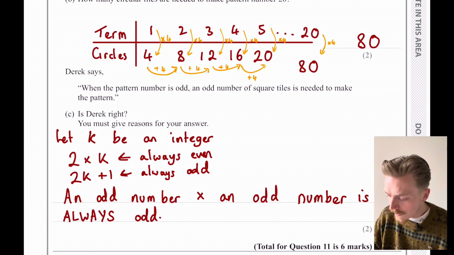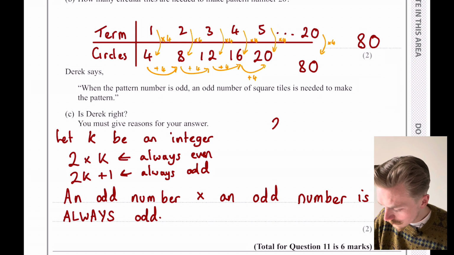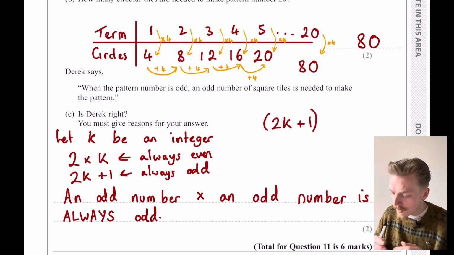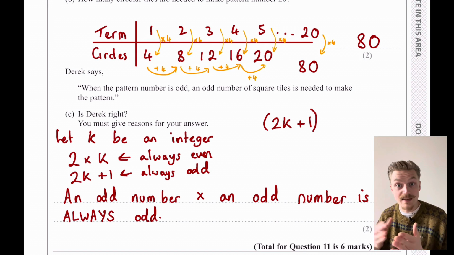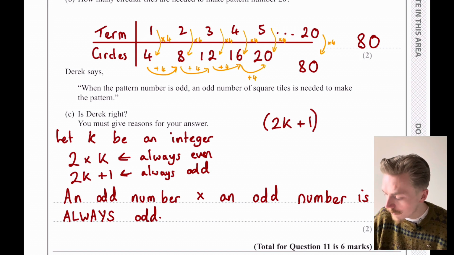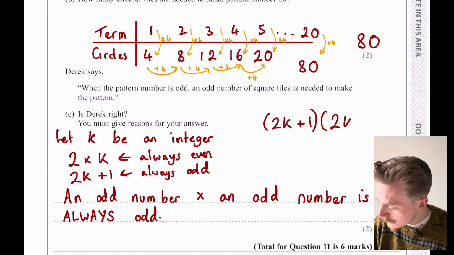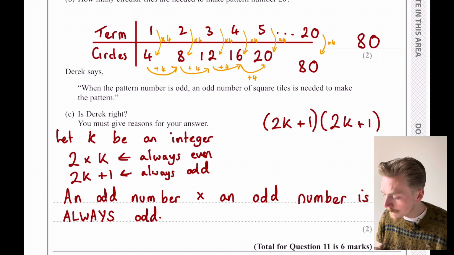Now, we've got here an odd number, 2K plus 1, and we're going to times it by another odd number. Well, it's actually the exact same odd number in this one. We're squaring it. So we're going to be timesing it by the exact same odd number, like that.